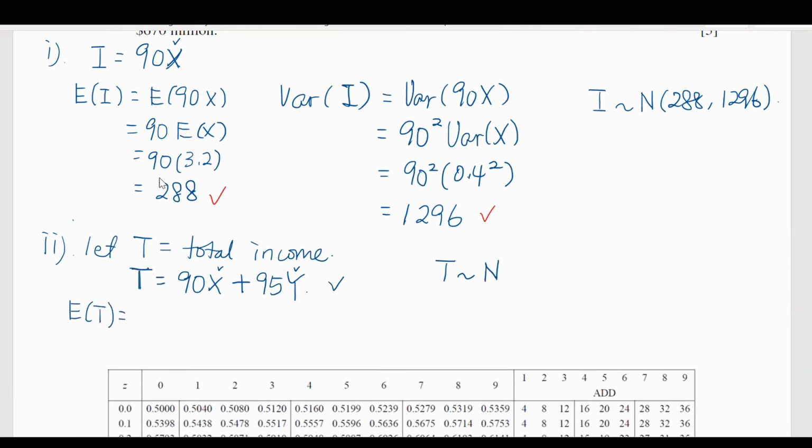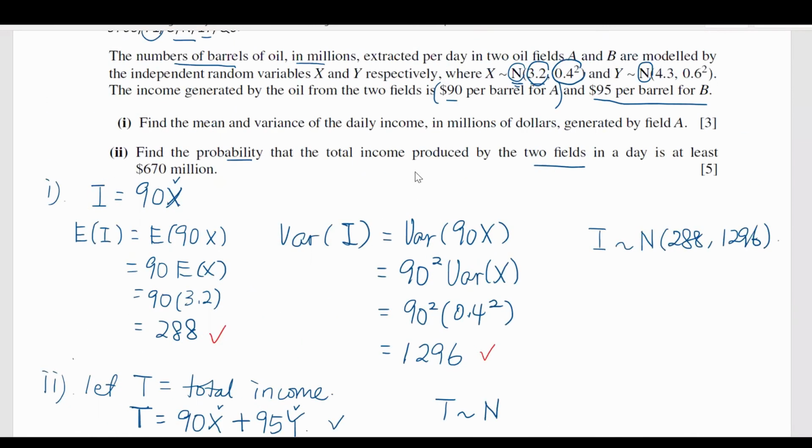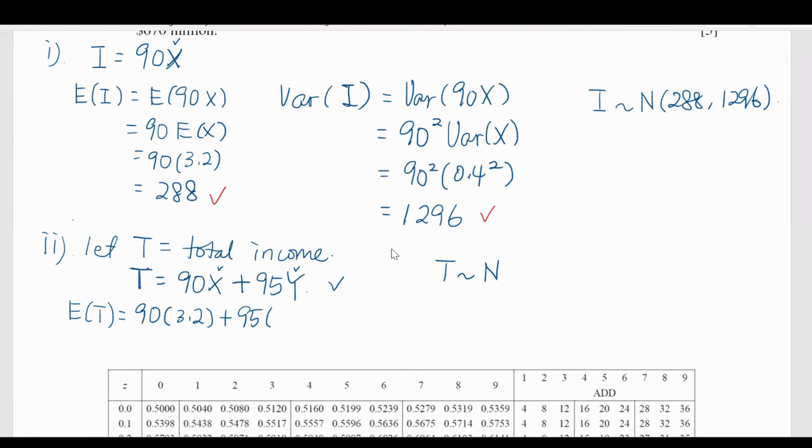Let's quickly find the mean, and it's going to be 90 times the mean of X, which is 3.2, plus 95 times the mean of Y. Let me refer back to the question: the mean of the normal distribution of Y is 4.3. Okay, so just calculate this value. $696.5 for the mean. So we do the same for the variance of the total income.